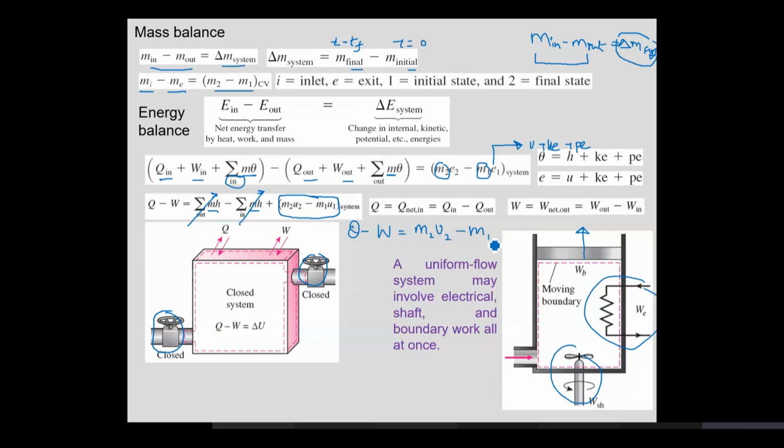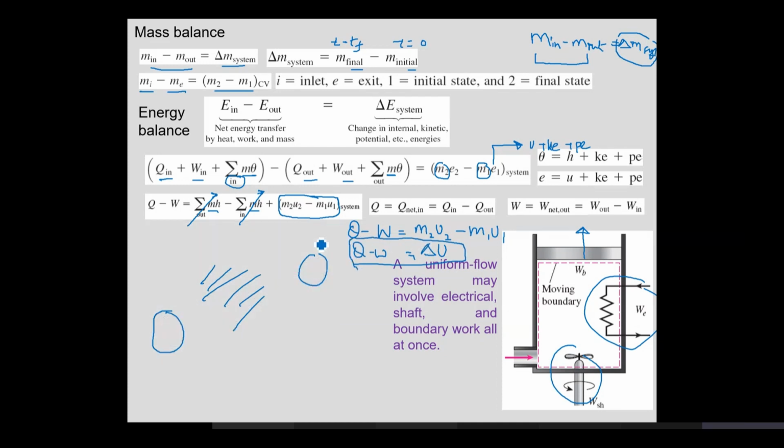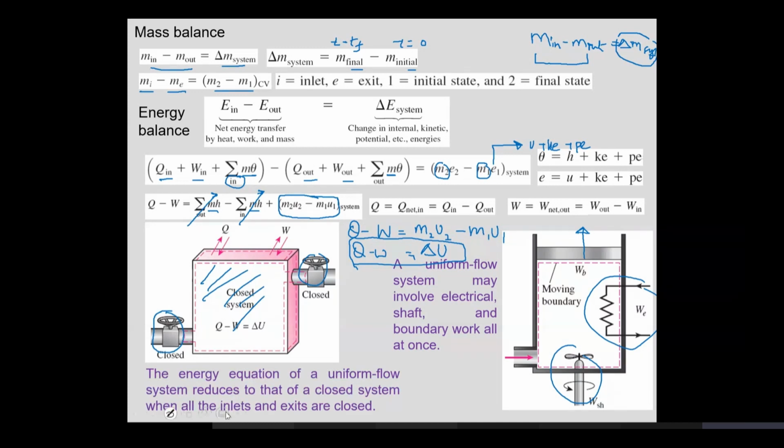M2U2 minus M1U1, which is essentially the same thing as, since the mass is constant now, M2 would be equal to M1, and you will essentially have it equal to delta U. So Q minus W equals delta U is a special case for a uniform flow process where you have inlets and exits closed, which is the case for the closed system.